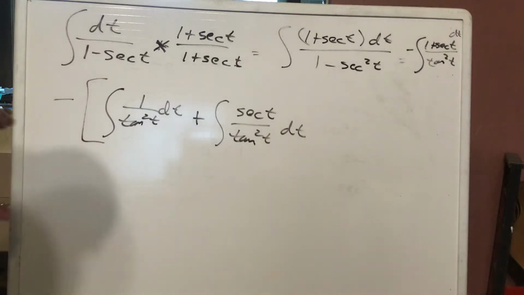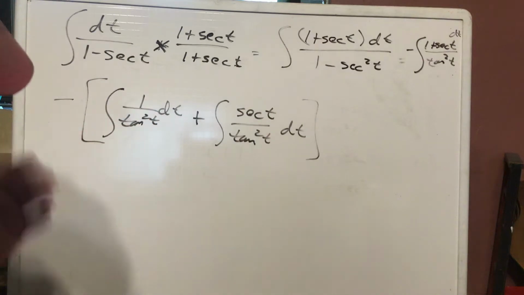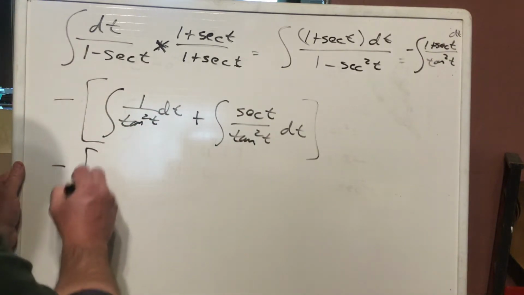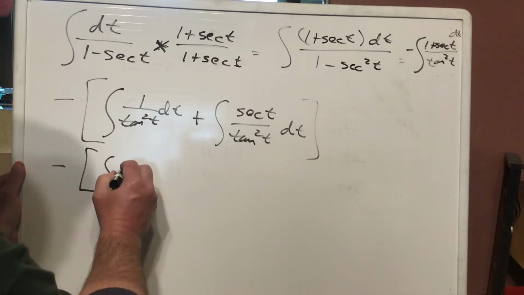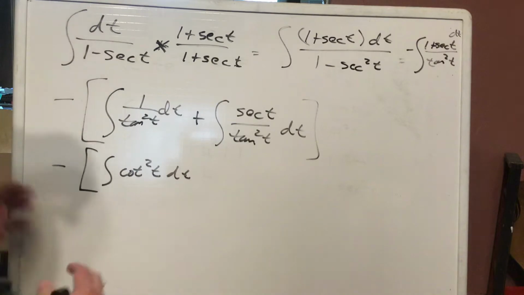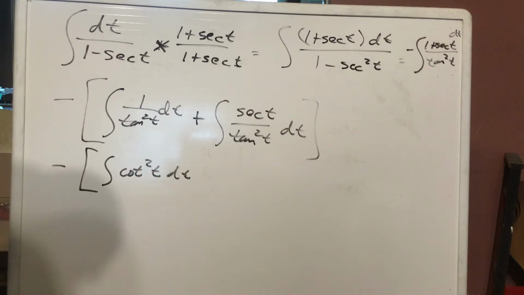Okay, what do I do with that? Well, now I look at this and I say, well, 1 over tangent squared t, well, 1 over tangent is cotangent, so this is just the integral of cotangent squared t dt. I've gotten rid of the fraction altogether. I'm very happy about that. I don't know exactly how I'm going to deal with that yet, but I will deal with that.